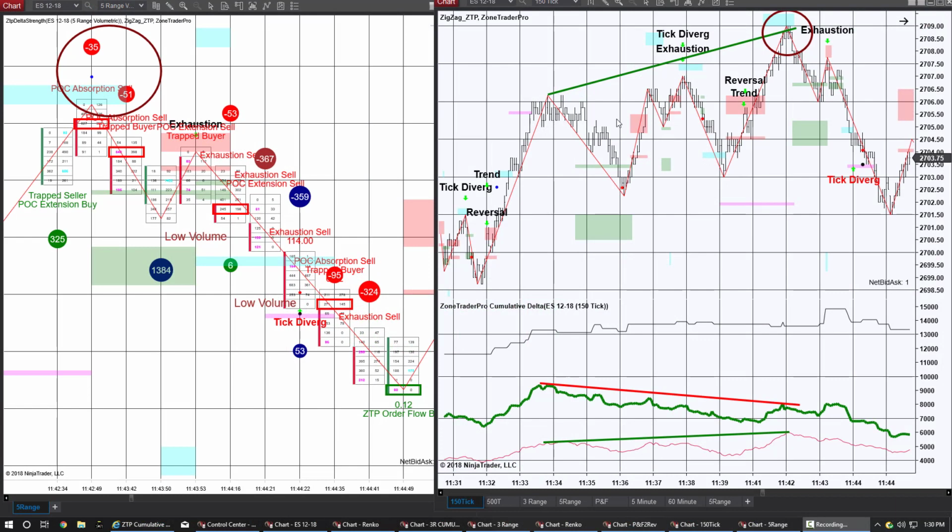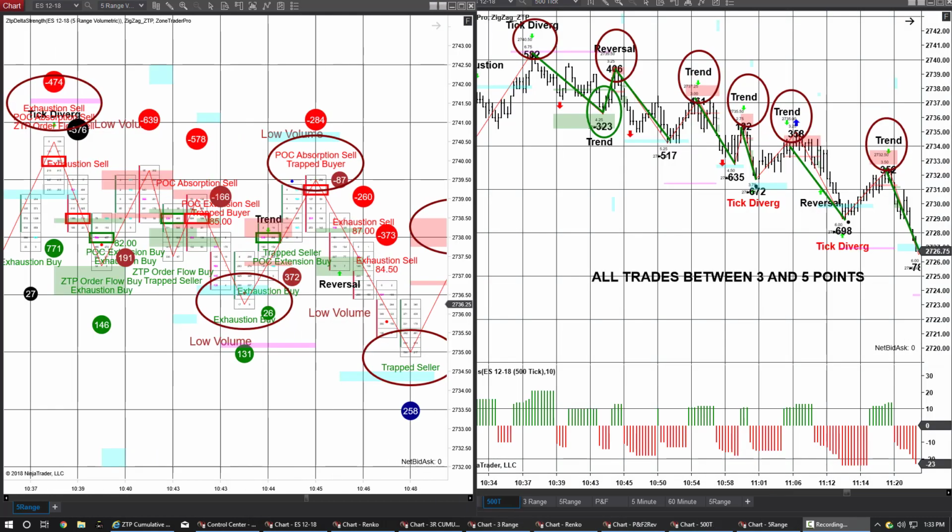As we can see from this example here, as the market traded higher, the larger traders trading between 25 and 150 contracts were actually net sellers, where the retail traders trading between 1 and 7 contracts were actually the buyers. We also see at the entry to the trade, we have a point of control absorption, and at the exhaustion trade, we have a point of control extension order flow pattern.